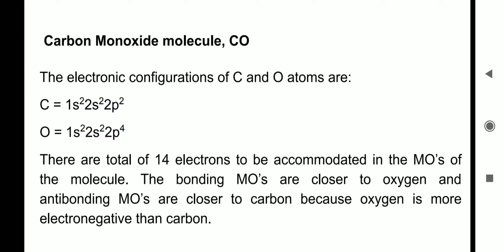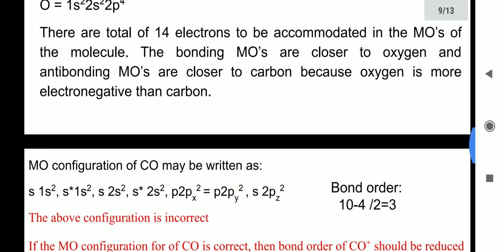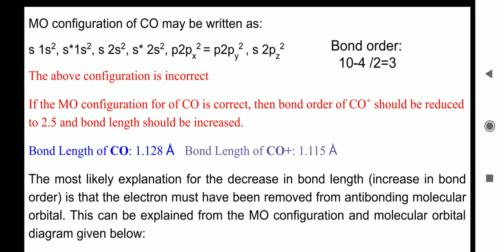Now, if you recall, nitrogen also has 14 electrons, and we may think that we can write down its electronic configuration or draw its molecular orbital diagram on similar lines to that of nitrogen. If we do that, the molecular orbital configuration for the CO molecule will be quite similar to that of nitrogen, and the bond order will also come out to be 3. But this molecular orbital configuration is not right.